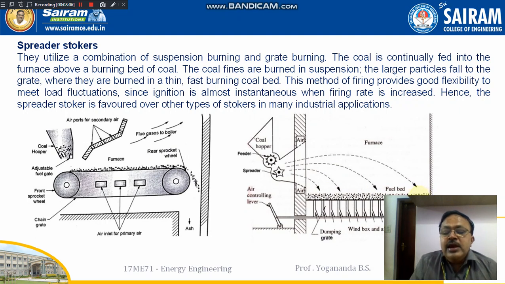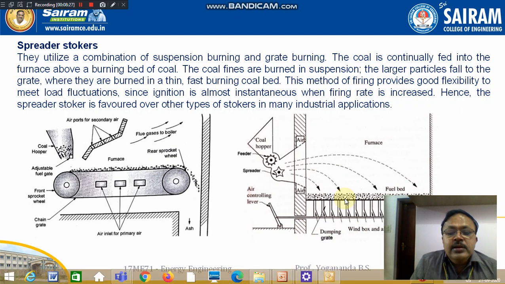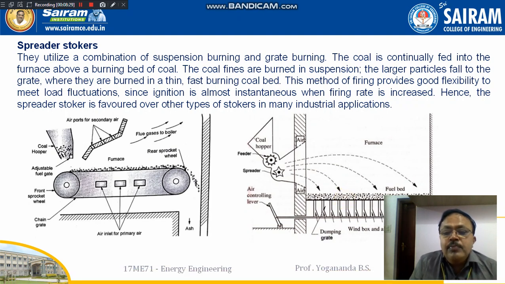The coal is continuously fed into the furnace above the burning bed of the coal. So here we have the burning bed of the fuel. The coal fines are burned in suspension. The large particles will fall to the grate, where they are burnt in a thin, fast burning coal bed.